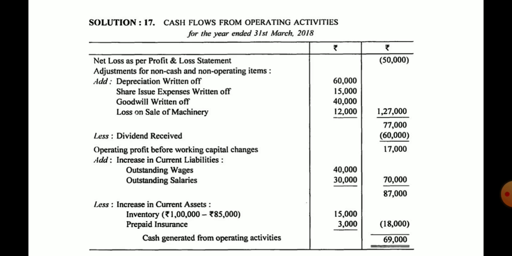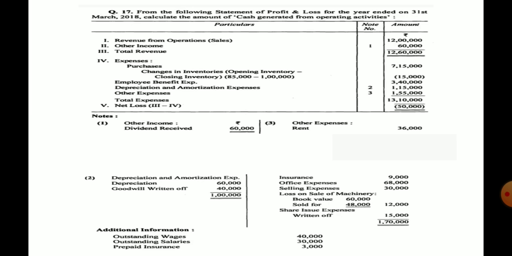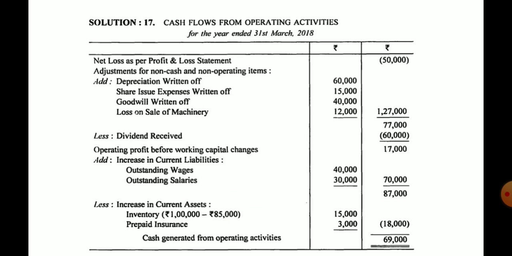Here the net loss as per profit and loss statement is given as 50,000. Adjustment of non-cash and non-operating items. So we have to add depreciation and written off items. Check here, is depreciation given or not? Yes, depreciation is given. Here you can see 60,000, and goodwill written off is 40,000. So both items will be included in this. Add depreciation and goodwill written off.